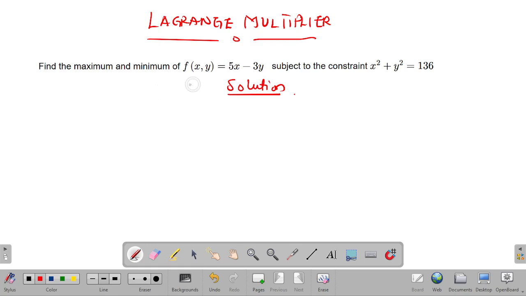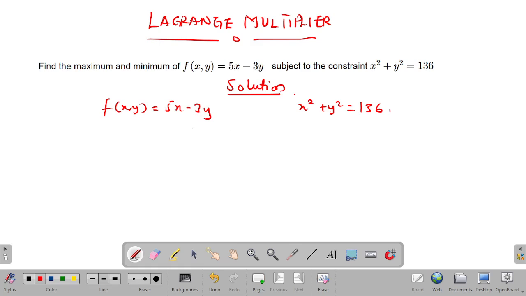To find the maximum and the minimum value for this, we have what we call the objective function. The objective function is f of x y, which is equal to 5x minus 3y. This is the function we want to optimize. Now we have the constraint, which is x squared plus y squared is equal to 136. How do we find the minimum and the maximum value? To do that, we introduce a Lagrange multiplier.